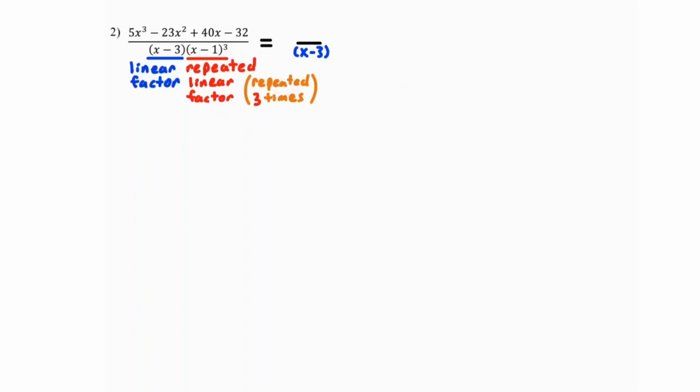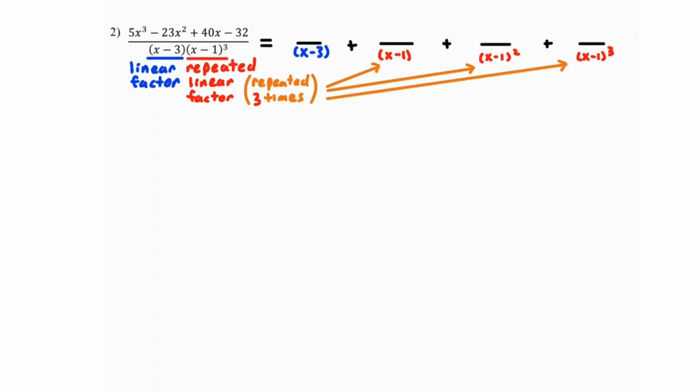And this x minus 1 has been repeated 3 times. So we're going to have 3 fractions. One fraction with the denominator of x minus 1 to the power 1. Another fraction with the denominator of x minus 1 to the power 2. And another fraction with the denominator of x minus 1 to the power of 3. We don't know the numerators, so let's call it a, b, c, and d.